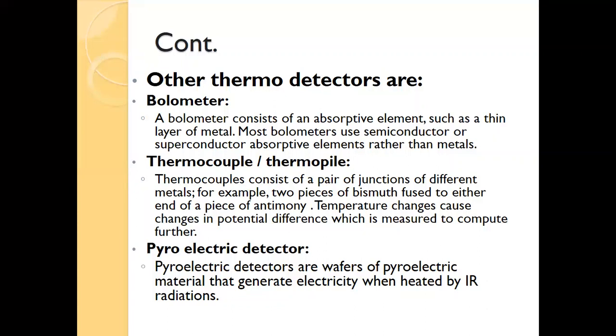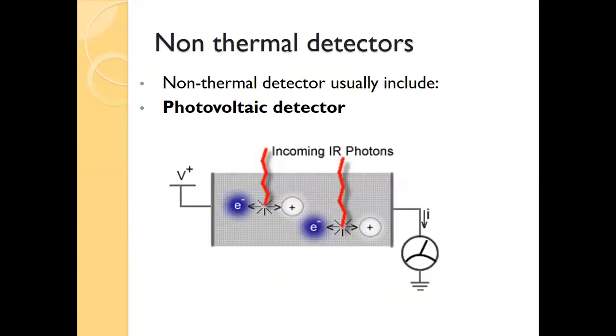Thermocouples consist of a pair of junctions of different metals. For example, two pieces of bismuth fused to either end of a piece of antimony. Temperature changes cause changes in the potential difference, which is measured to compute further. Pyroelectric detectors are made of pyroelectric materials that generate electricity when heated by IR radiation.